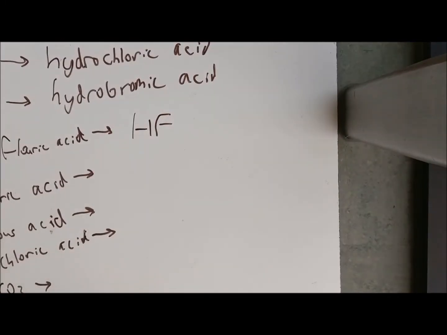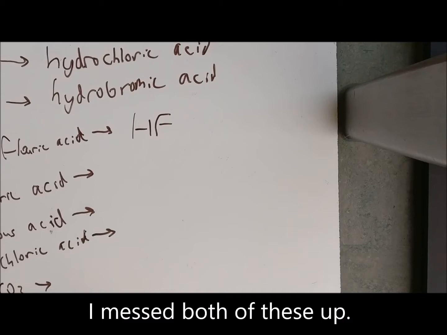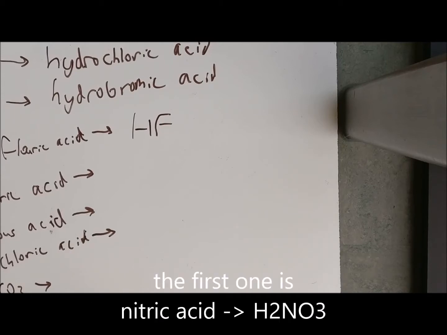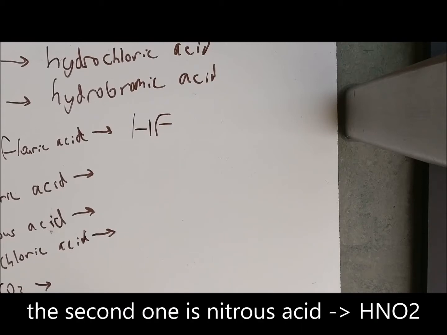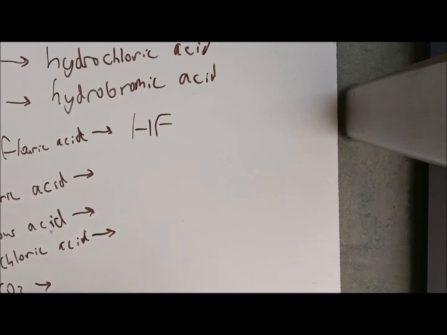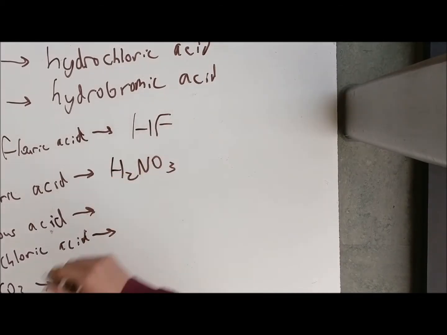Our next one does contain oxygen, however. So, if we go through our chart, then we can see that the name would be nitric acid. Our next one also includes oxygen, and it would be nitrous acid going through our chart, because it would be nitrite.